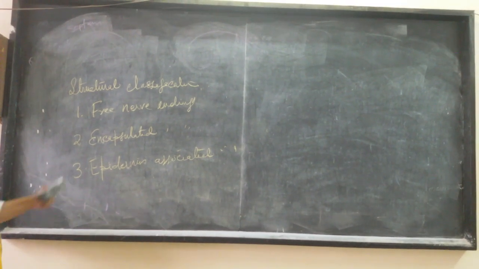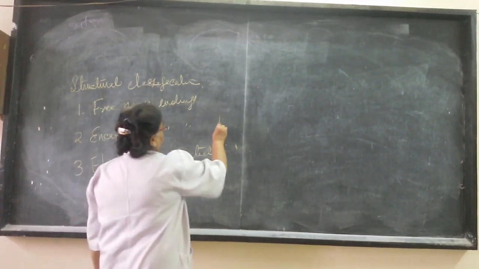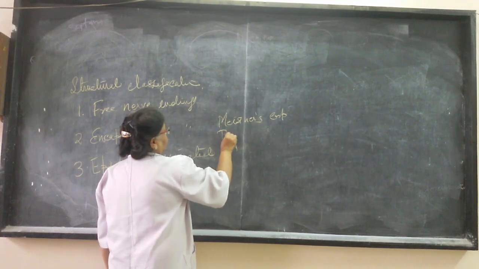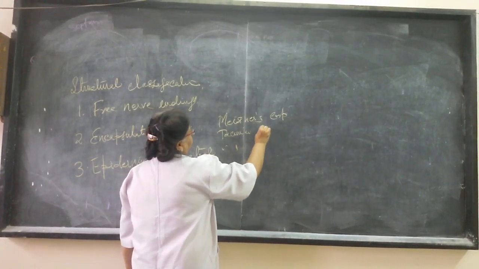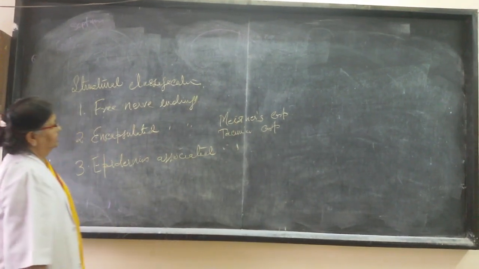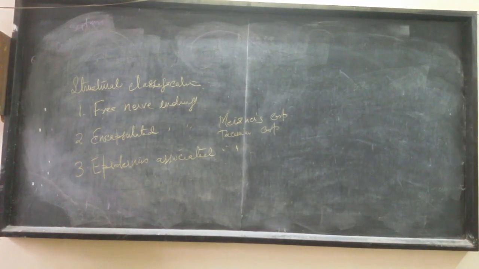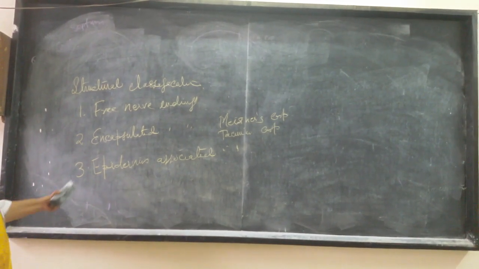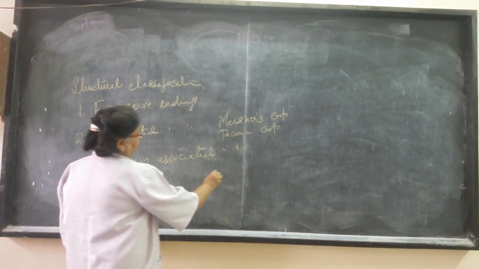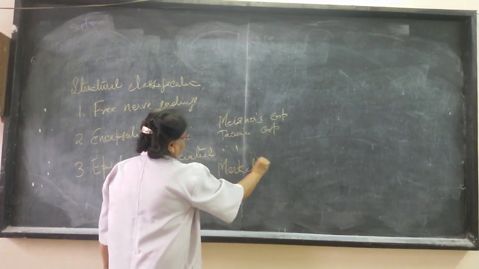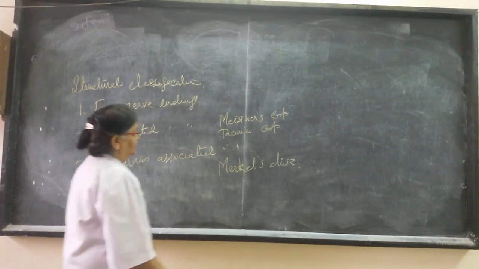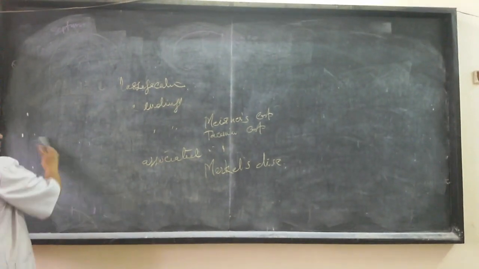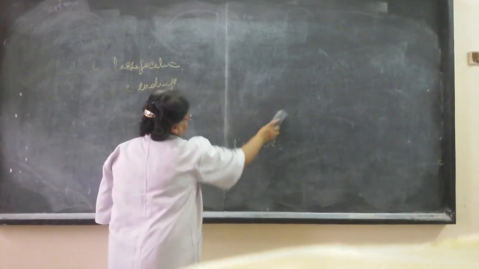The examples of encapsulated nerve endings are mainly the Meissner's corpuscle and Pacinian corpuscle. Besides this, the neuromuscular spindle and the neurotendinous organ of Golgi are also encapsulated. And the epidermis associated receptor is Merkel's disc. Now, these are various types of receptors. Let us try to understand the structure of some of the receptors.